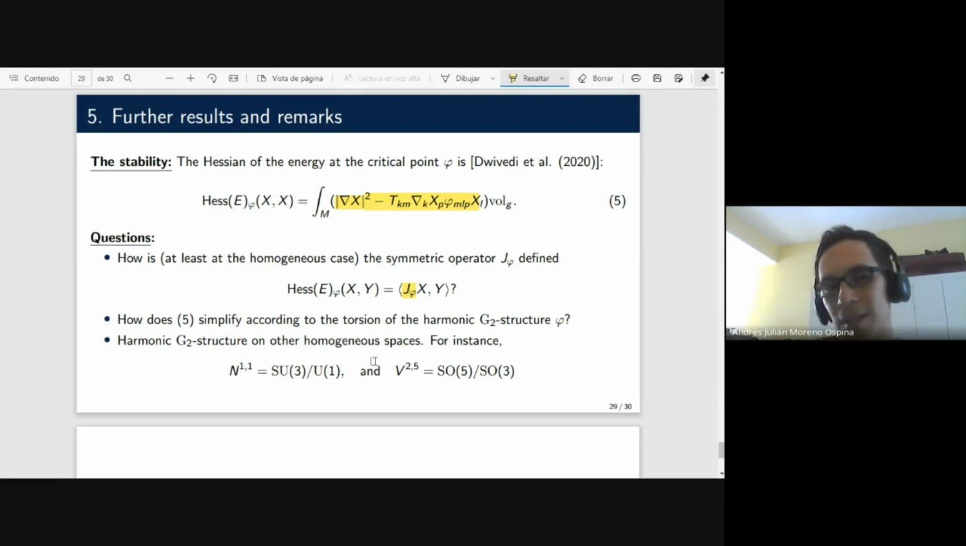And the last question is, what about other examples? For example, the Aloff-Wallach space or the Stiefel manifold, where you can do this. Can you repeat all this computation in these cases? I don't know. Maybe it could be something interesting.